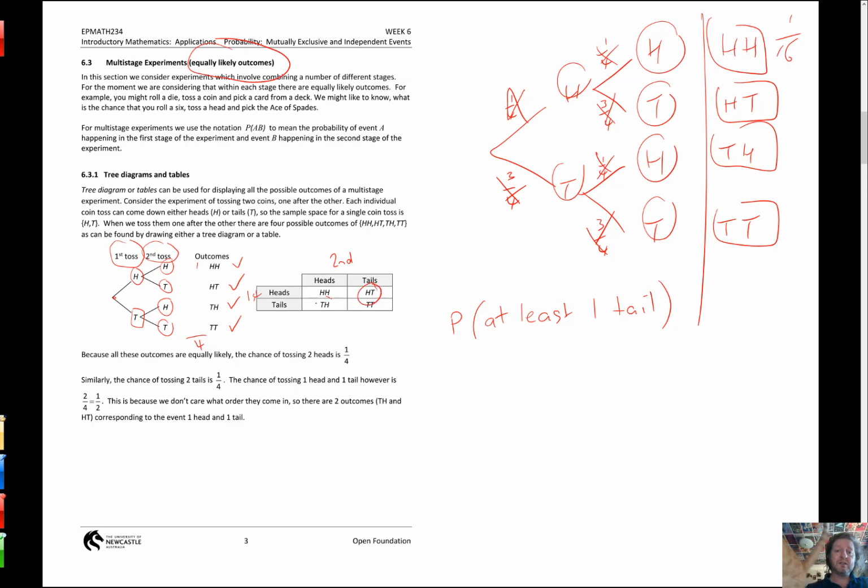Got at least 1 tail? Yep. Is 2 tails at least 1 tail? Yep. Yeah, mate. Hang on. Well, we've got 3 out of 4.